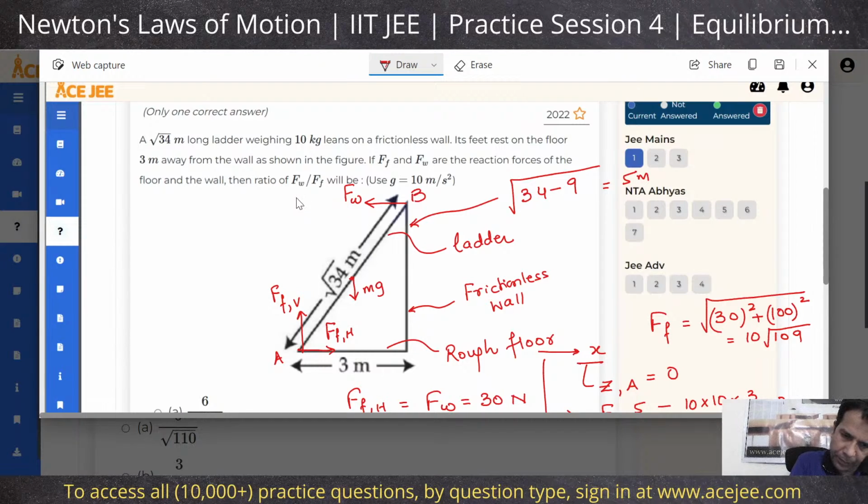तो उसमें टॉर्क जीरो क्यों होगा? Because the ladder is in equilibrium. And how do we know that the ladder is in equilibrium? It says its feet rest on the floor. So whenever the body is in equilibrium, sum of all the forces and sum of all the torques must be zero.